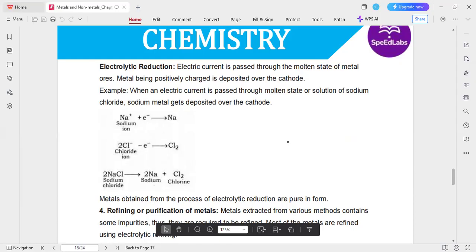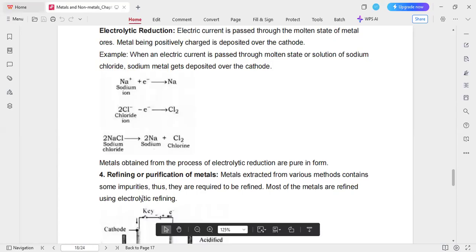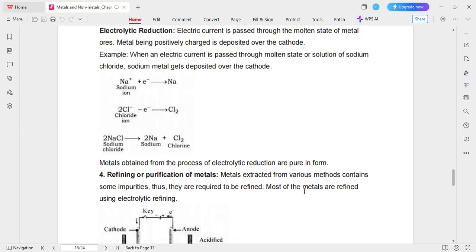And the last step we are following is the refining of metals, or purification of metals. Metals extracted by the various methods contain some impurities. Thus, they are required to be refined. Most of the metals are refined by using electrolytic refining.